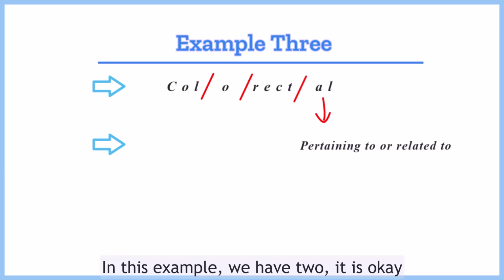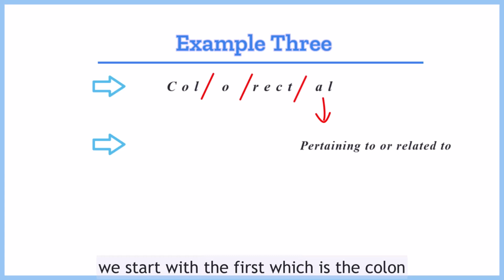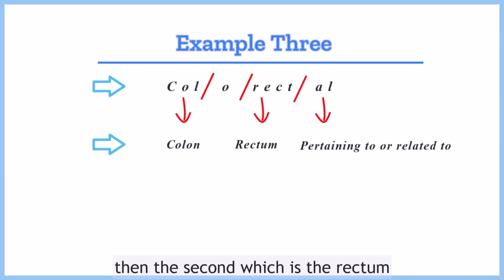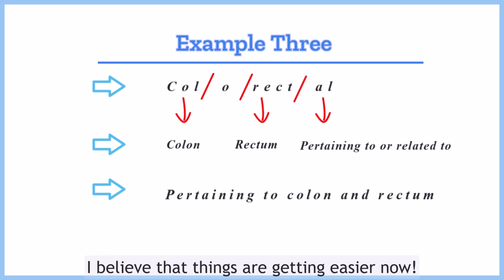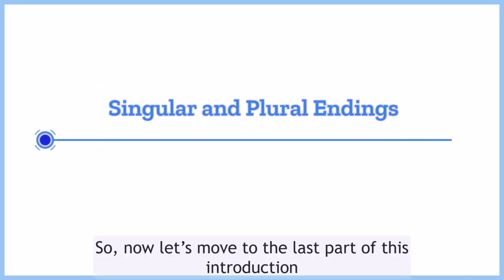In this example, we have two. It is okay, don't panic. We start with the first, which is the colon, then the second, which is the rectum. When we put them together, we come up with pertaining or related to colon and rectum. I believe that things are getting easier now. So now let's move to the last part of this introduction.